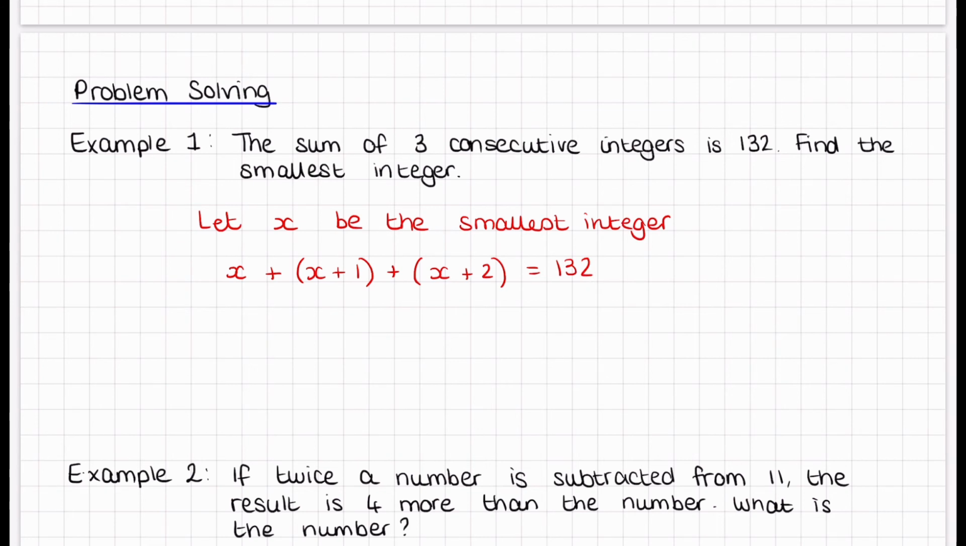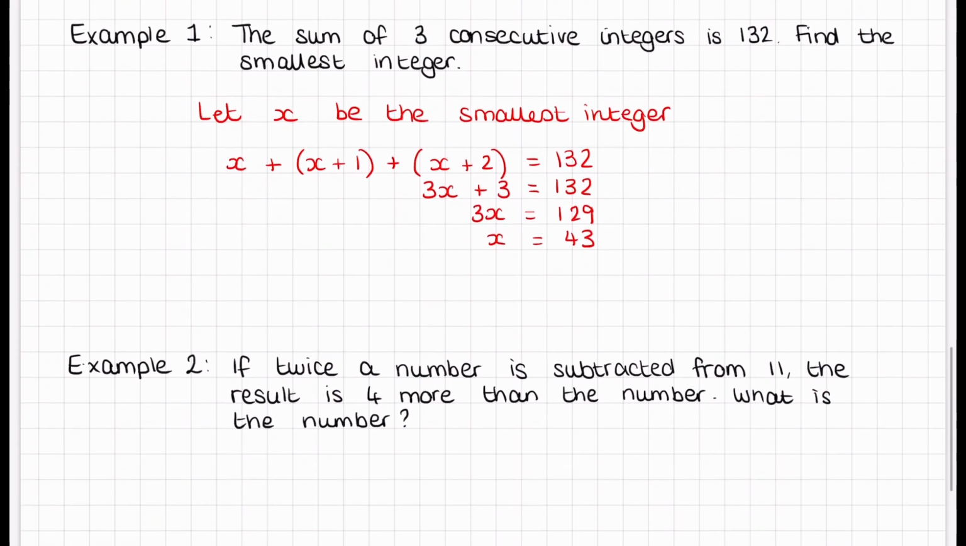So we're going to have x plus x plus x, which will be 3x. 1 plus 2 equals 3. And then we can just rearrange. So we're going to minus 3. Then divide by 3, which means x equals 43. So our smallest number was 43.